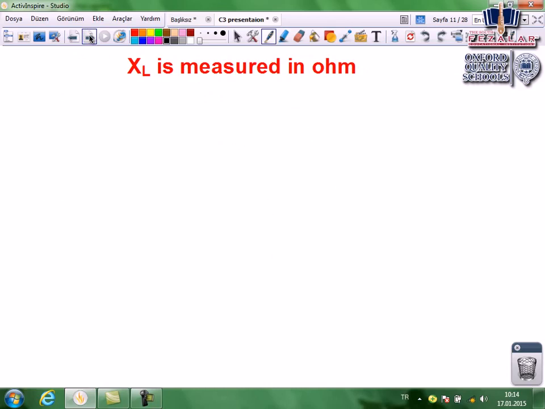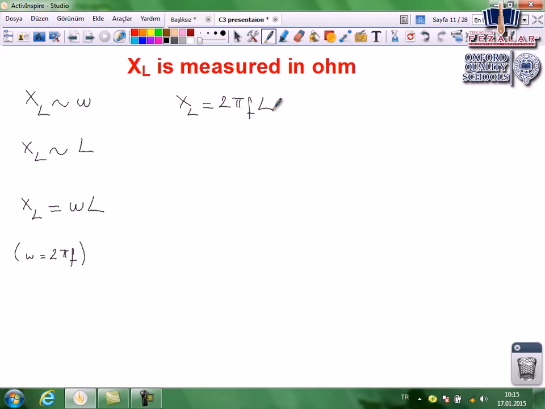Now let's write. We said inductive reactance is directly proportional to frequency, angular frequency, and directly proportional to the coefficient of self-induction. By these two relations, we can write that inductive reactance can be calculated by omega L. Since omega is 2 pi f, XL will be 2 pi f L. That's right.